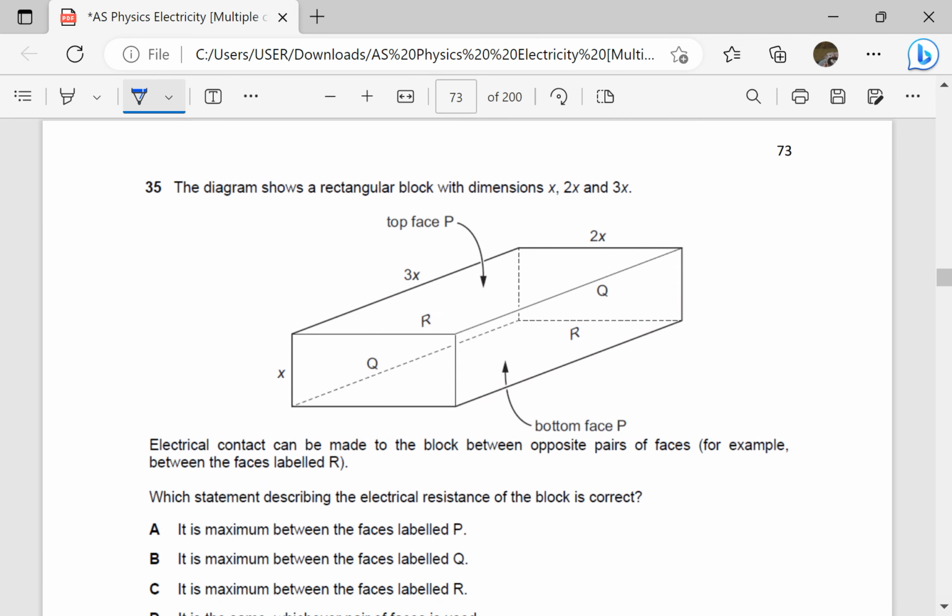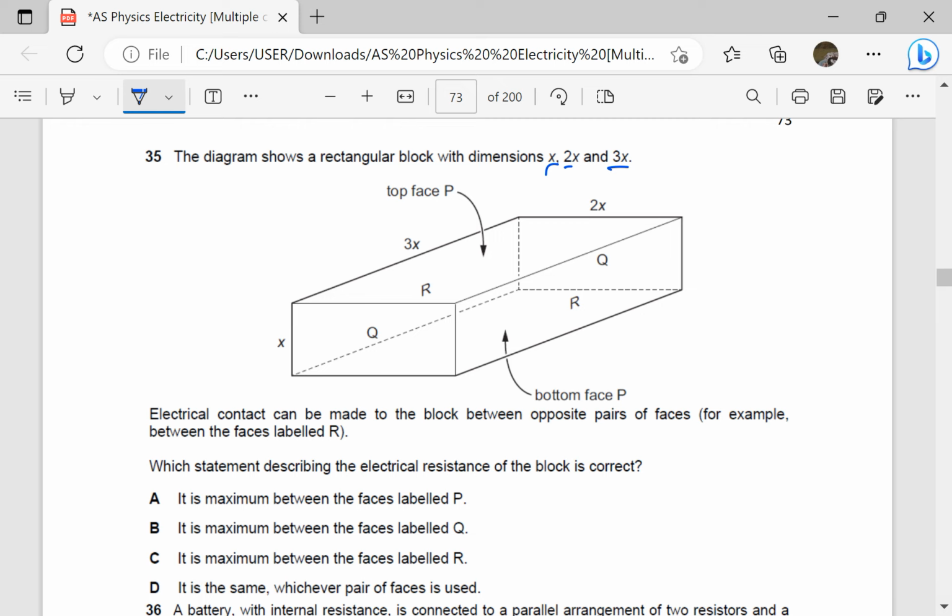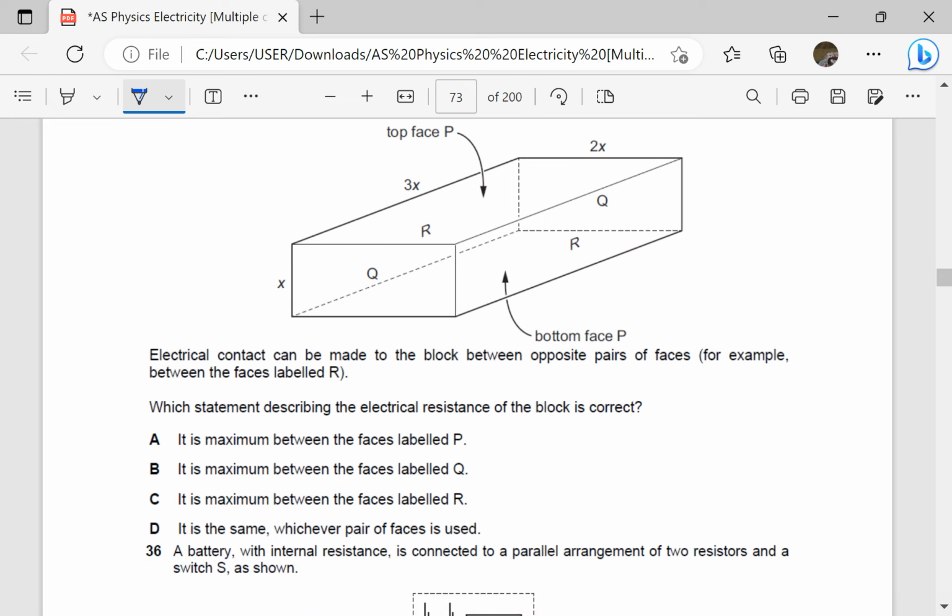The diagram shows a rectangular block with dimensions x, 2x, 3x. Electrical contact can be made to the block between opposite pairs of faces, for example, between faces labeled R, that is on top and the bottom. Which statement describing the electrical resistance of the block is correct? I see all of them have maximum, and it is the same whichever pair of faces.